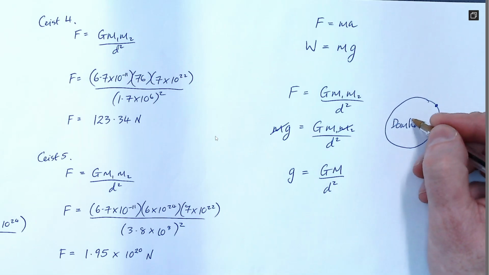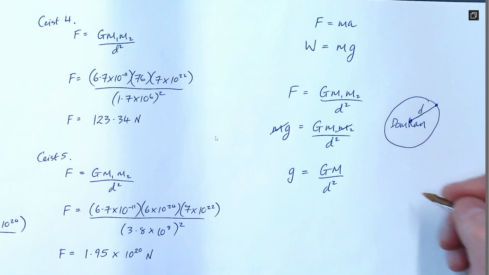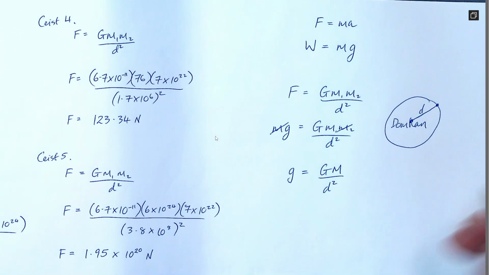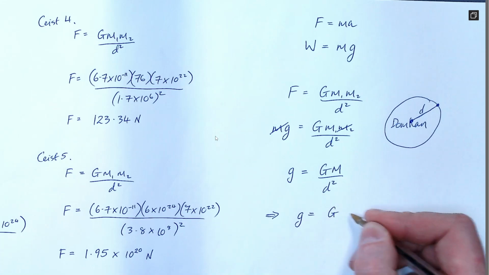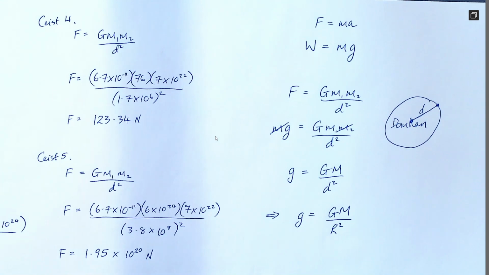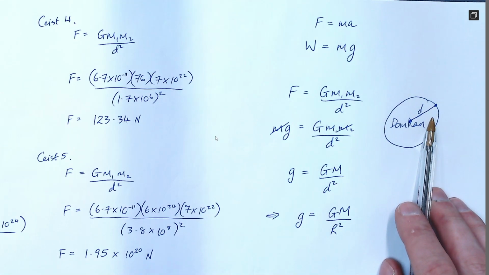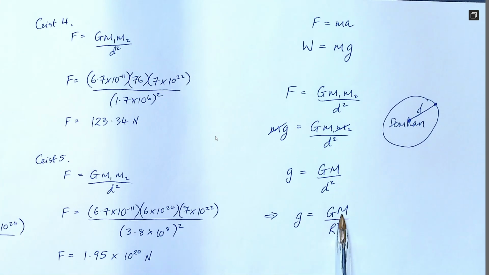So the distance d is the radius. Therefore the gravity is G times the mass of the Earth over r squared, where r is the radius of the Earth. That is the formula. Now look at what happens when you have a bigger r: the gravity decreases.